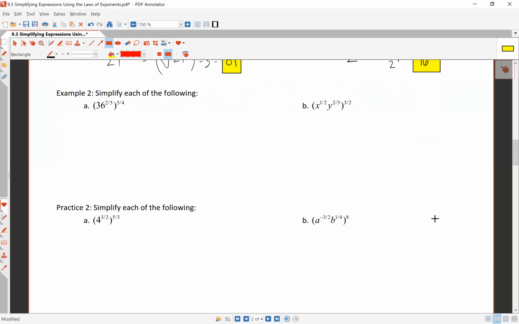Example 2, simplify each of the following. Here we have a power to a power. Power to a power says to multiply your two exponents, 2/5 times 5/4. The 5's cancel, and we're left with 36 to the 2/4, or 36 to the 1/2 power. That's equal to the square root of 36, which is 6.